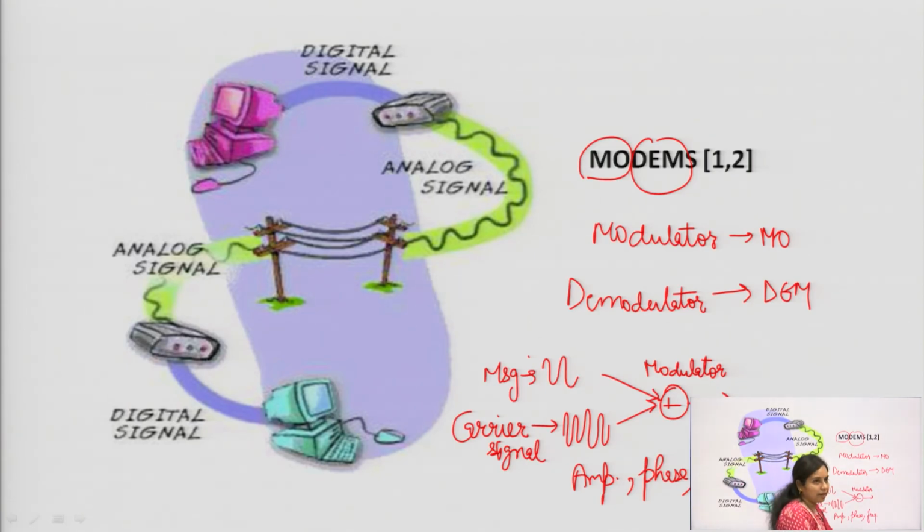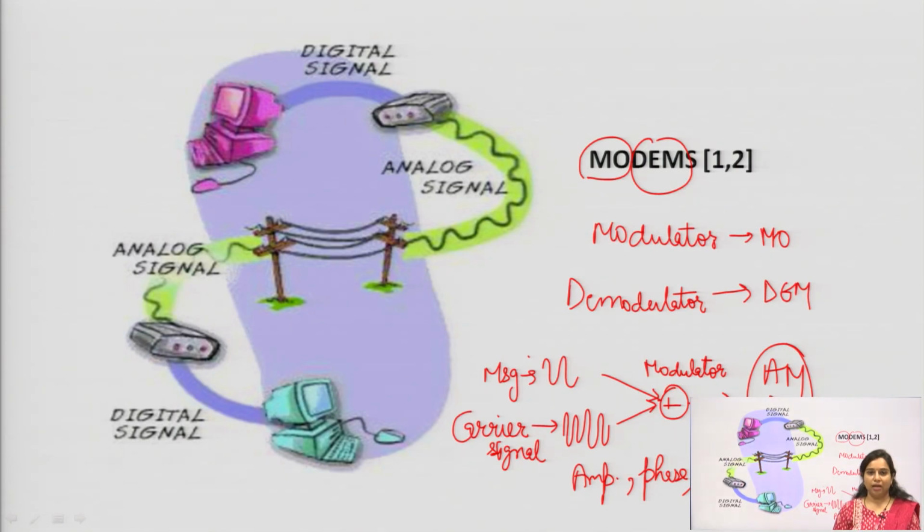Whatever signal we get, if I change the amplitude, then I will get an amplitude modulated signal. If I change the phase, then I will get a phase modulated signal. If I change the frequency, then I will get a frequency modulated signal. So, these are the three modulated signals that I receive at the output of this modulator. This is the basic idea of modulation, why we require modulation, and what the need of modulation is.